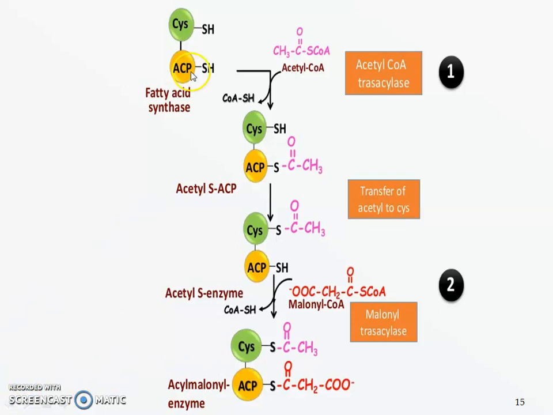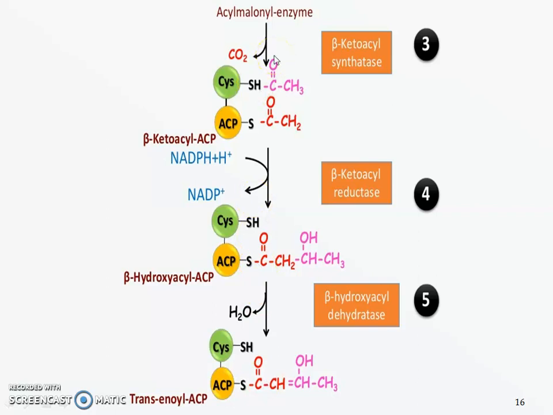So again we will see the summary on this slide. This is the structure of fatty acid synthesis where the 2 carbon fragment containing compound acetyl CoA is added to the ACP, the acyl carrier protein of your FAS complex, where there is a formation of acetyl-S-ACP. Then in the next step there occurs the transfer of acetyl to cysteine, and then again the addition of malonyl CoA attaches the malonyl group to the ACP of your FAS complex to form the compound acyl malonyl enzyme.